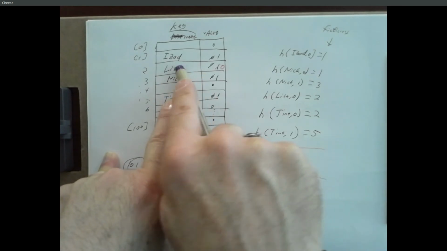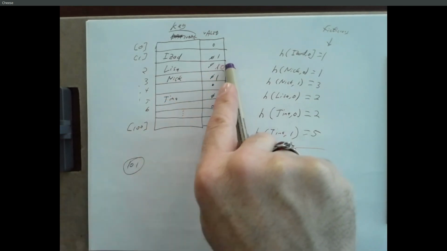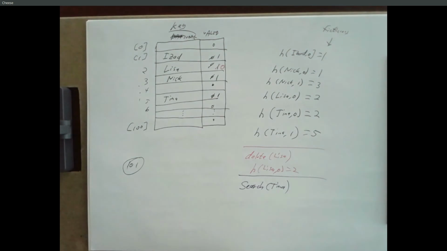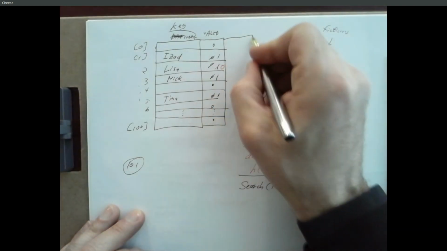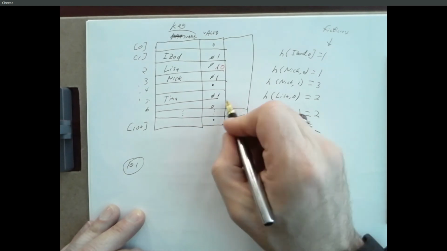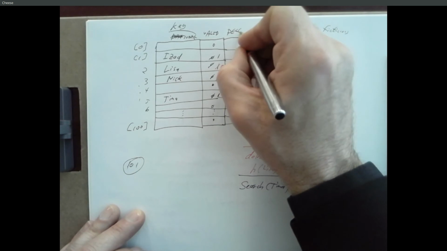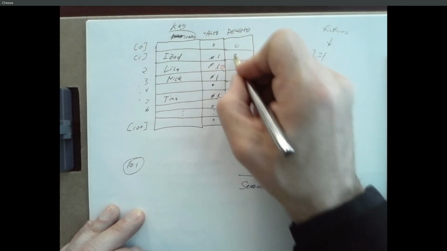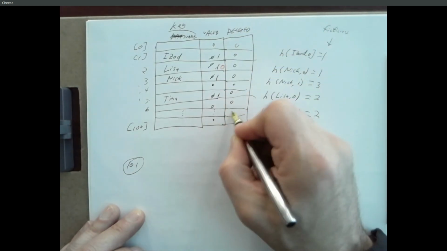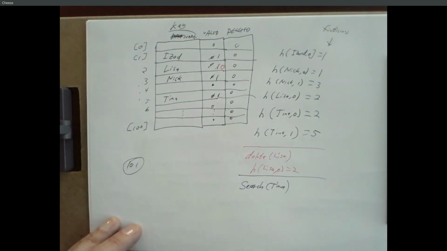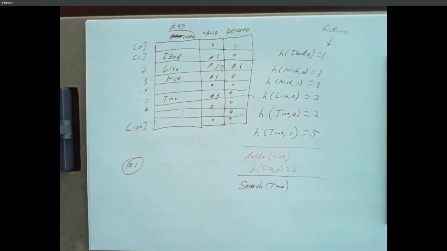So when we delete this, we need to clear the valid flag, but we need to note that there was something in there. So we need a third field on here. And we're going to call this deleted. And this is originally going to be 0. But when we delete something from the hash, we're going to change that to a 1.